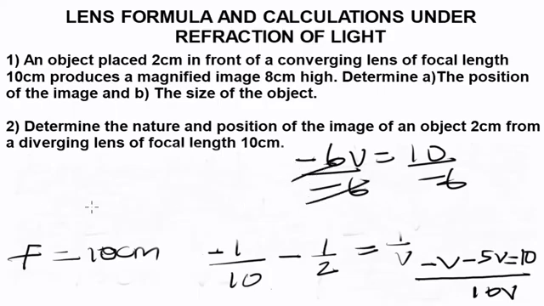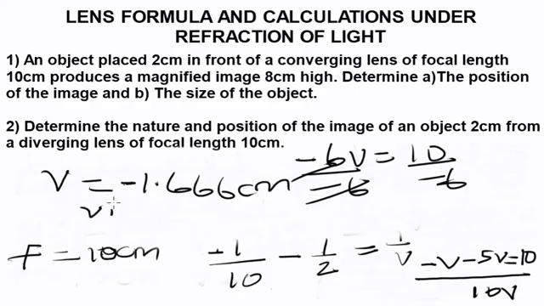So our v will be 10 divided by minus 6, so it will give us minus 1.666. Let's leave it at 3 decimal places because we keep having 6. So we have it to be cm. This will be the image distance. So from this question, the position of the image is this value, and the nature is a virtual image since it's a negative value. So that's it for question 2.